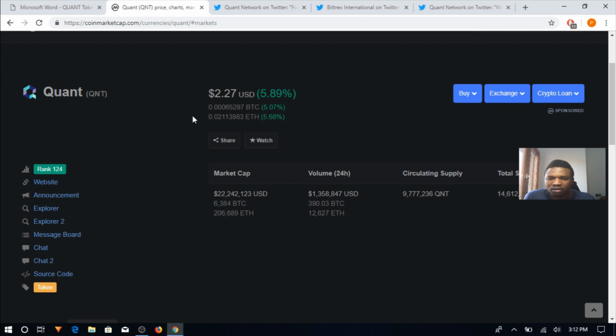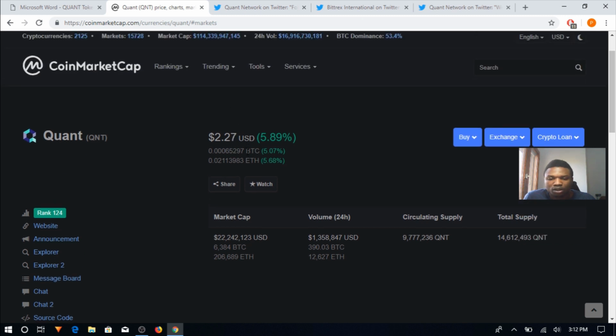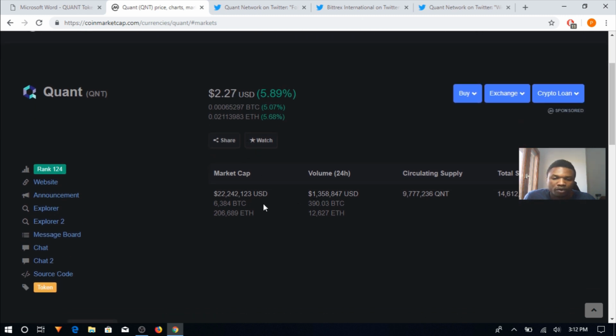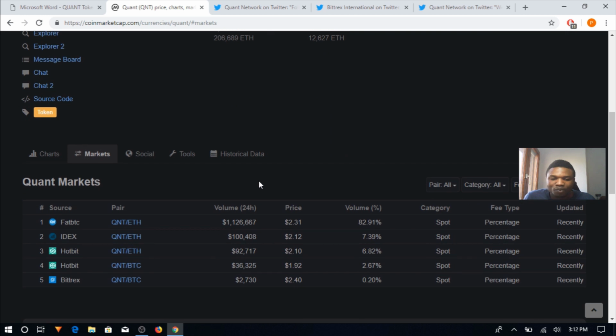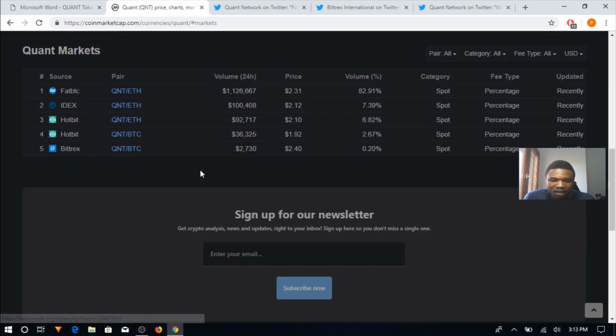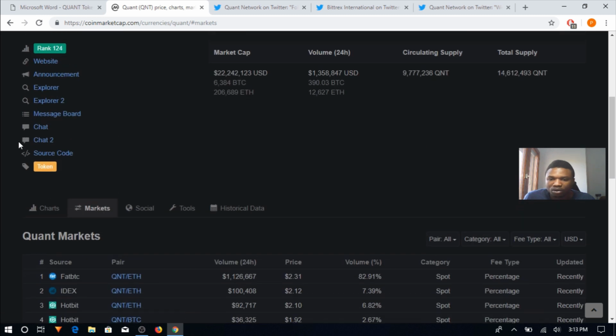Like I said, today the price is trading at $2.27 and the volume is 1.3 million. Total market cap is 22.2 million. We all know this is one of the most undervalued cryptocurrencies right now, and right now it's trading on Bittrex. For some reason the volume is still low. I don't know, it's very low. Of the entire volume, just 0.20 is from Bittrex. So let's hope maybe it's because it's new, because I think that is a better exchange than most of the exchanges that Quant Network is listed on.